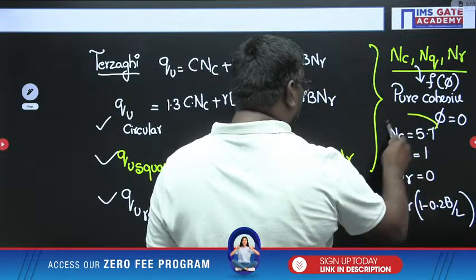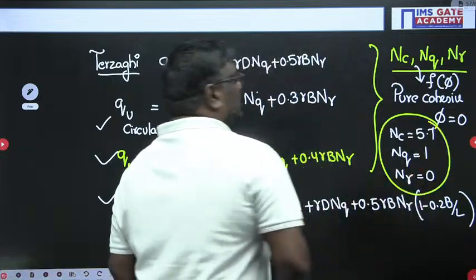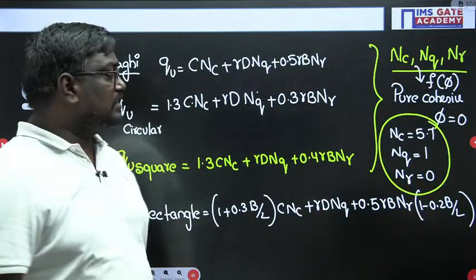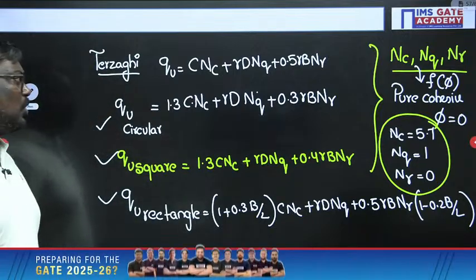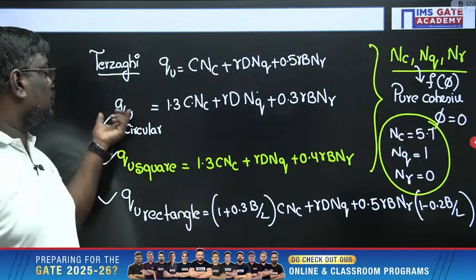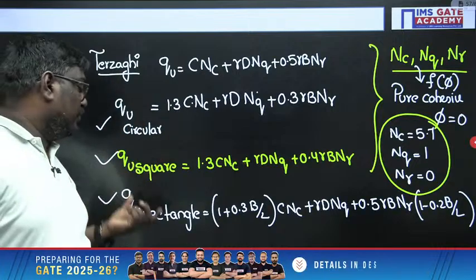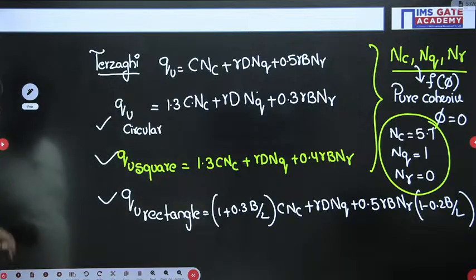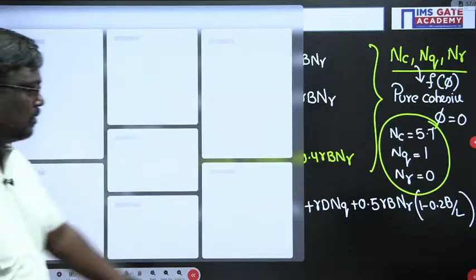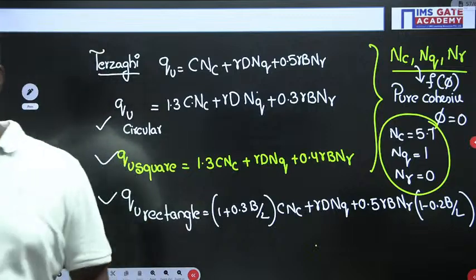So you have to keep this in mind: NC is equal to 5.7, NQ is equal to 1 and N gamma is equal to 0. These are the Terzaghi bearing capacity factors for circular footing, square footing and also rectangular footing. Okay, please write this down, students.